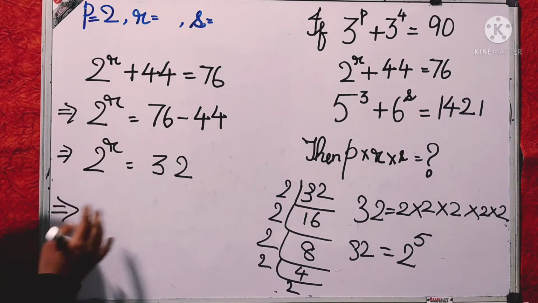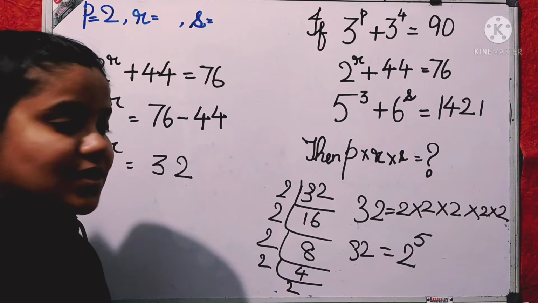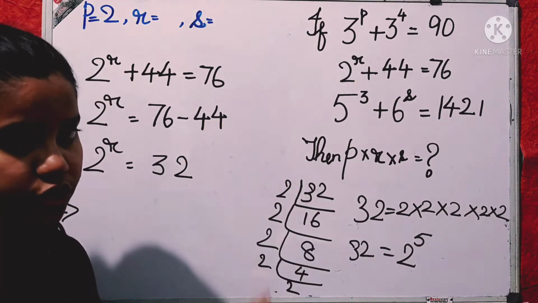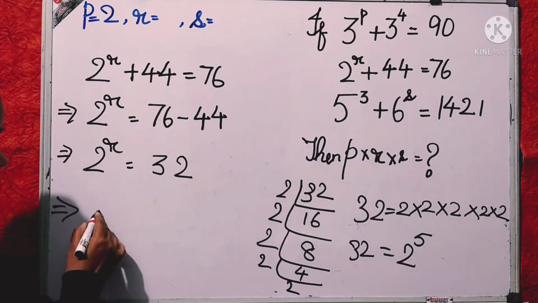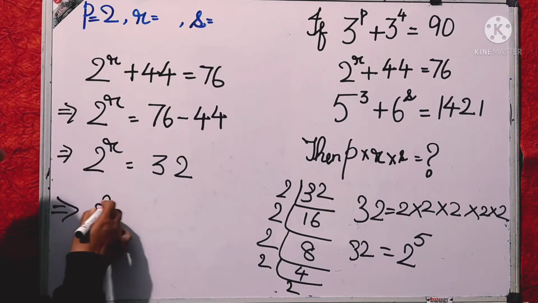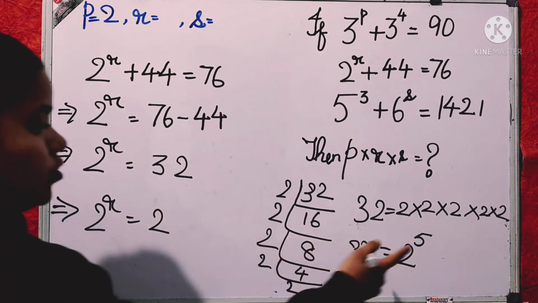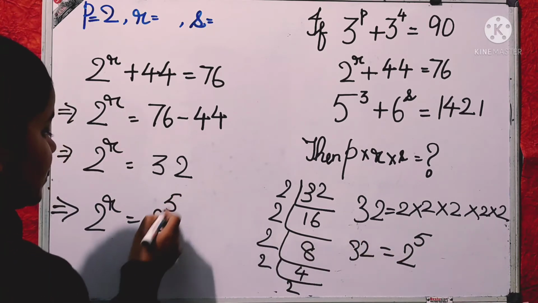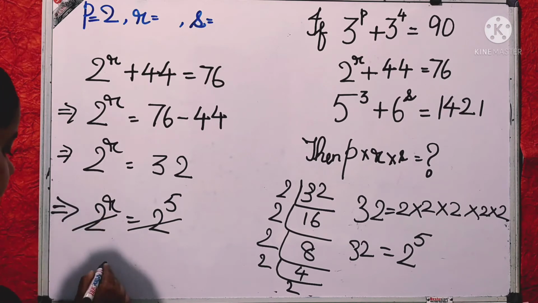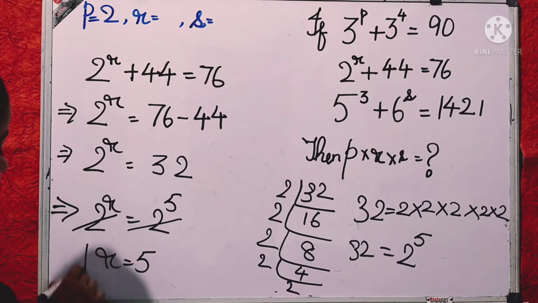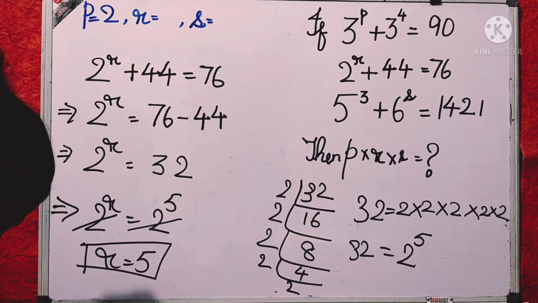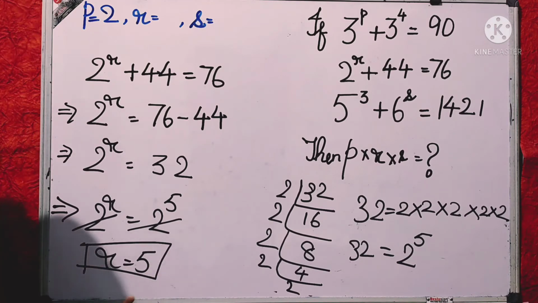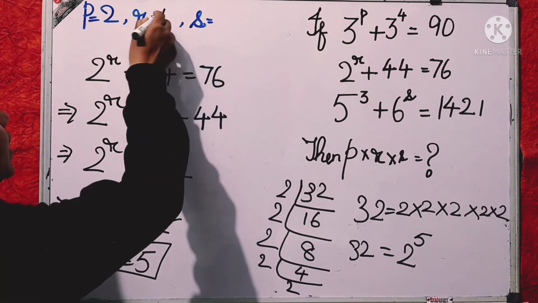And why am I doing it? Because if I don't have the same base, I'll never be able to cancel out the numbers which are on the left hand side and the numbers which are on the right hand side. So this would become 2 raised to the power r equals 2 raised to the power 5. Now if I just cancel out the base, I'll get r equals 5. Now I have the value for r. So I'll just write it over here. The value for r is 5, right?